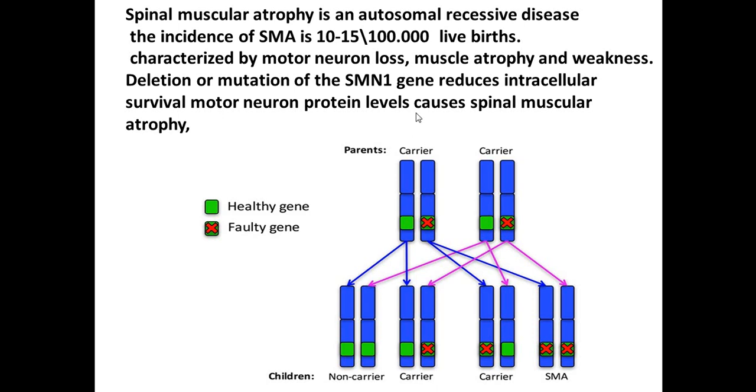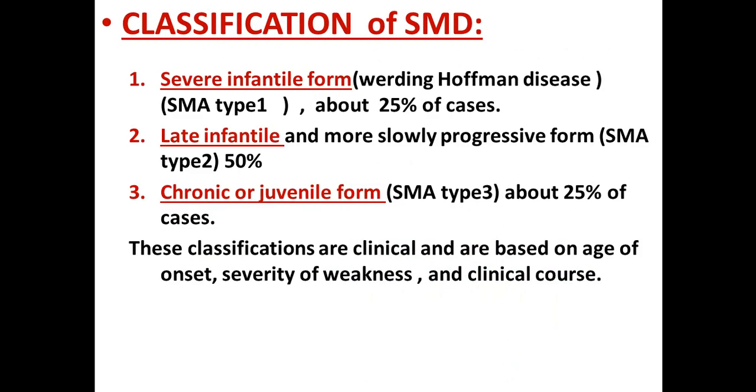As we said, it is autosomal recessive, so the parents are both carriers, and here 25% of their offspring are affected, 50% are carriers, and only 25% are healthy. So the classification, we have the severe type, as it's named Werdnig-Hoffmann. It is 25% of cases. We call it SMA type 1.